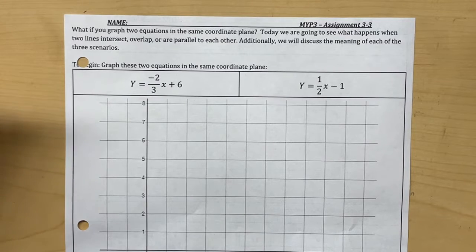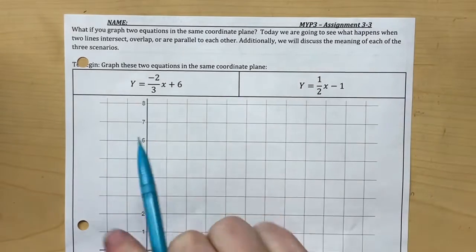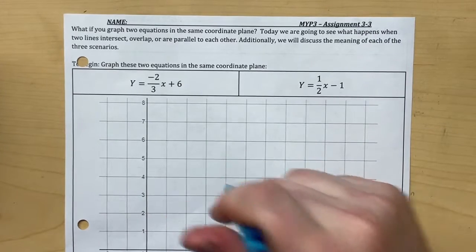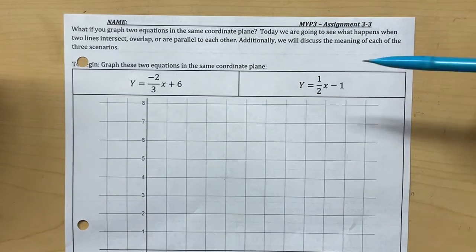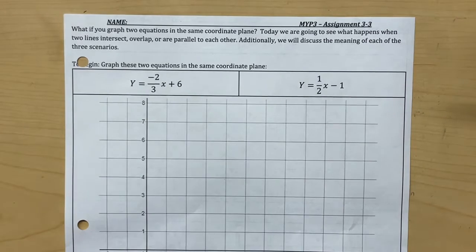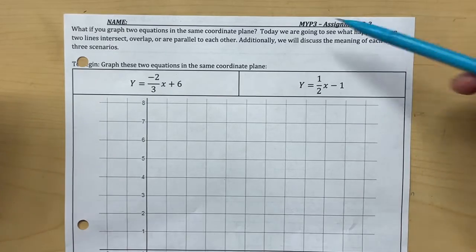In this video, working on some coordinate plane functions, graphing some linear equations as well. And we're going to talk today about what happens when we graph two linear functions on the same coordinate plane. That means we're going to have these two equations, and we're going to graph them on this grid, and let's see what we notice. It says, what if you graph two equations in the same coordinate plane? And then we're going to try to see what happens if they intersect, overlap, or are parallel to each other. So make sure you're trying to see each of those three options.